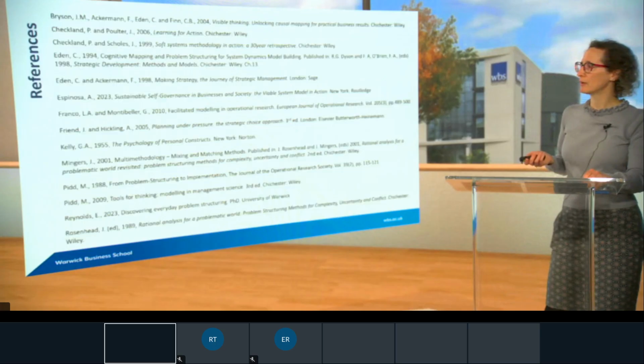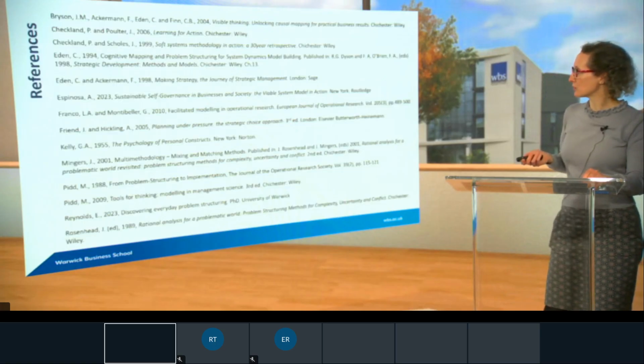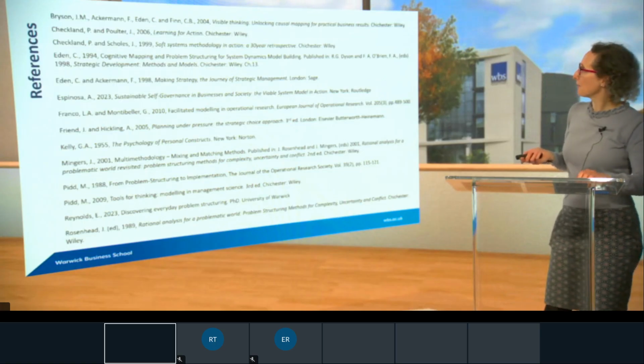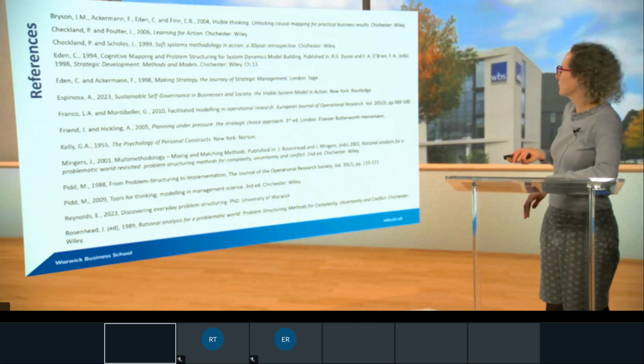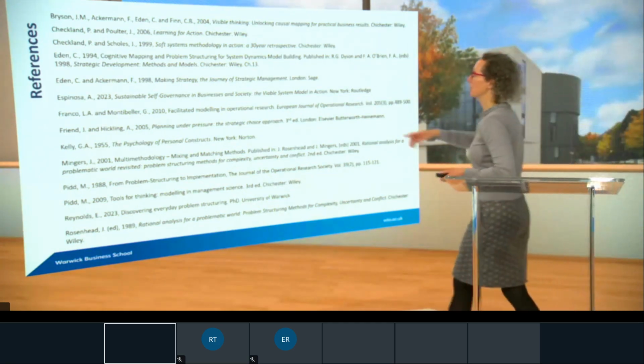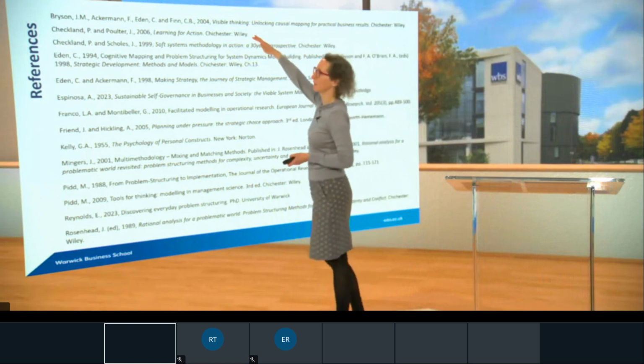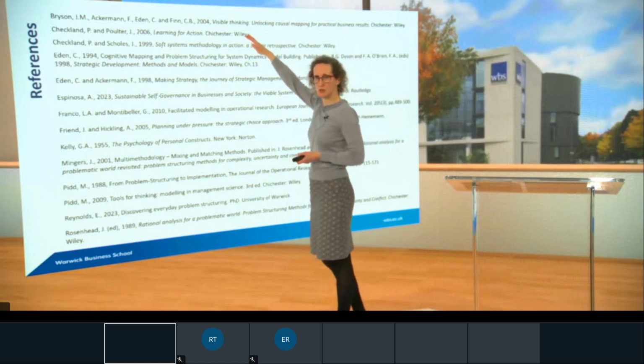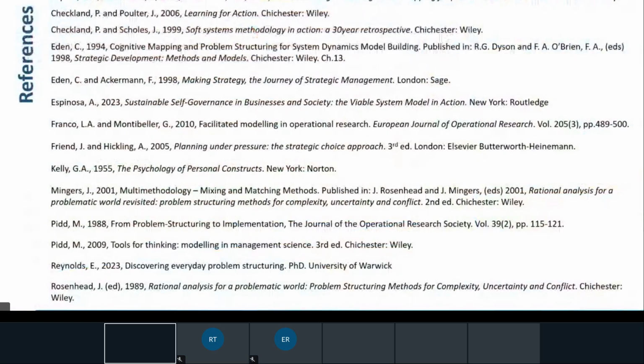Okay. Finally then, I have references as usual. I wonder if I should pick out a few of those. Okay, so if I pick out this one up here, Checkland and Poulter, this one I think is a really good introductory text to SSM.